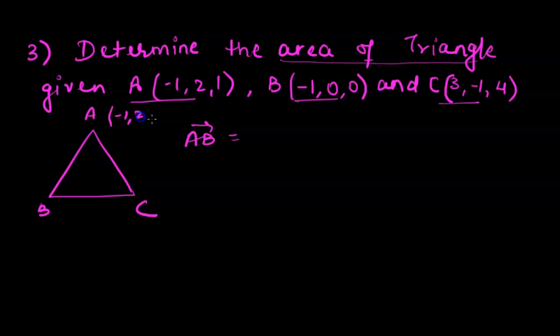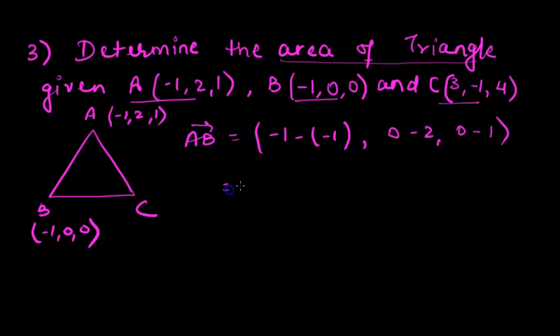Coordinates of A is (-1, 2, 1). Coordinates of B is (-1, 0, 0). If we want to find the vector coordinates of AB, we would take the coordinates of B minus the coordinates of A. Negative 1 minus negative 1 gives us the x coordinate. To get the y coordinate, we do 0 minus 2. Z coordinate, we do 0 minus 1. And we get negative 1 plus 1 is 0, minus 2, minus 1. And this is what we get for vector AB.